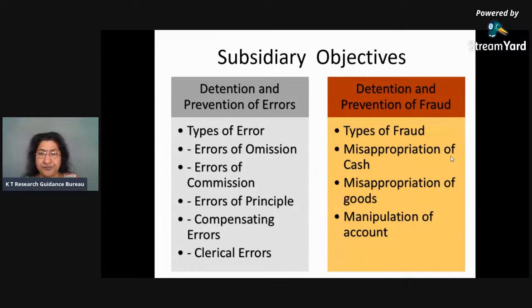Then fraud: misappropriation of cash, it is very common. Misappropriation of goods, that is also very common. And manipulation of accounts. These three types of frauds are the main category. That also we are going to discuss in detail. So keep in mind the difference between errors and fraud and types of errors and fraud.